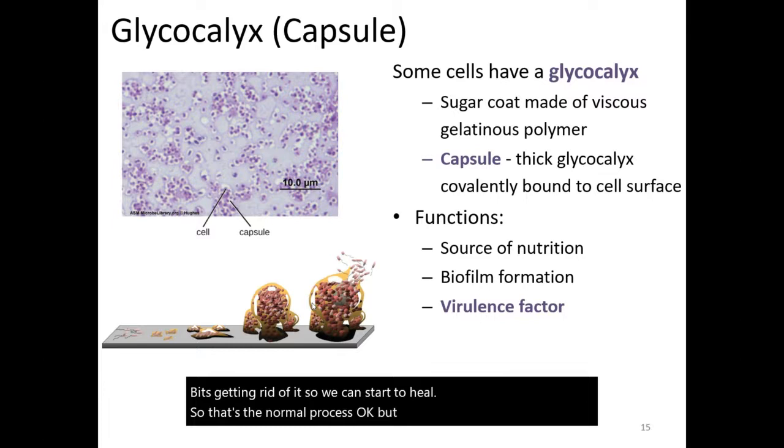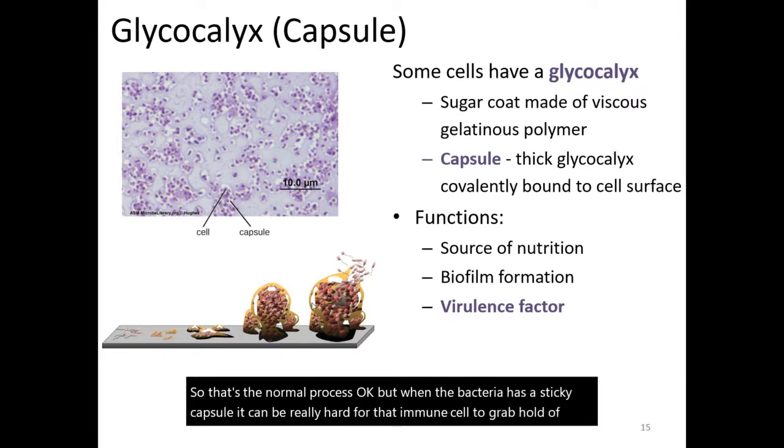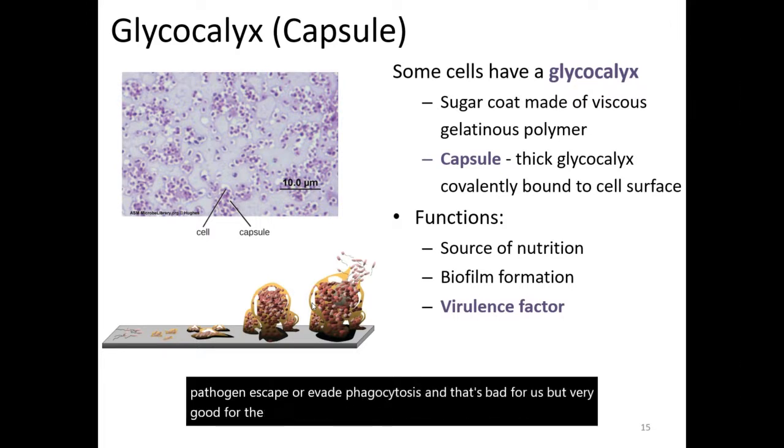But when the bacteria has a sticky capsule, it can be really hard for that immune cell to grab hold of and capture that bacteria, okay? So we can say the capsule helps the pathogen escape or evade phagocytosis, okay? And that's bad for us, but very good for the bacteria because the bacteria don't want to be chopped up and eliminated, okay? So the capsule offers a lot of advantages to pathogens. And so you see a lot of pathogenic bacteria do have capsules. And in some instances, if there's a strain of that bacteria that doesn't have a capsule, it actually becomes non-pathogenic. So the capsule is pretty important for a lot of pathogens.